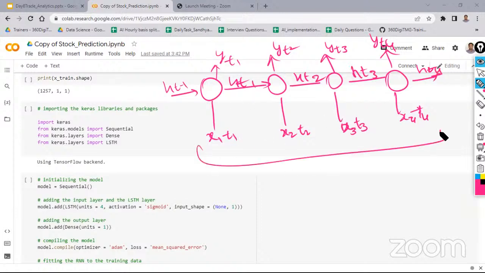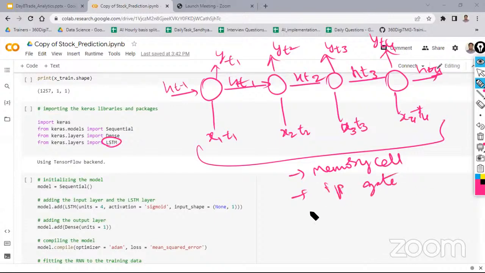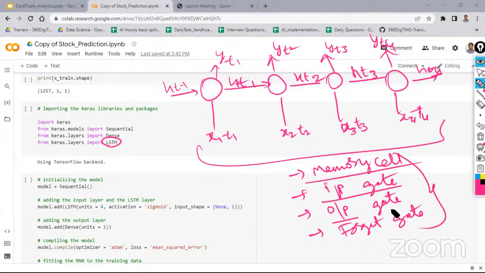So this is a recurrent neural network architecture that has been created with the help of LSTM. LSTM will have a memory cell, input gate, output gate, and forget gate. So it is using all these for recording.